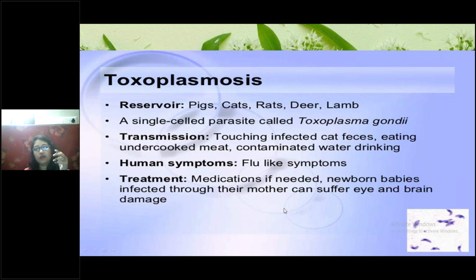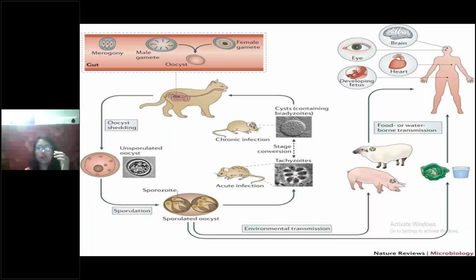And from the mother to the baby, it can be transmitted, and the babies can have different types of disorders. So there can be eye and brain damage also. So you might remember about toxoplasmosis. Basically, it can undergo merogony, or it can also undergo gametogony.